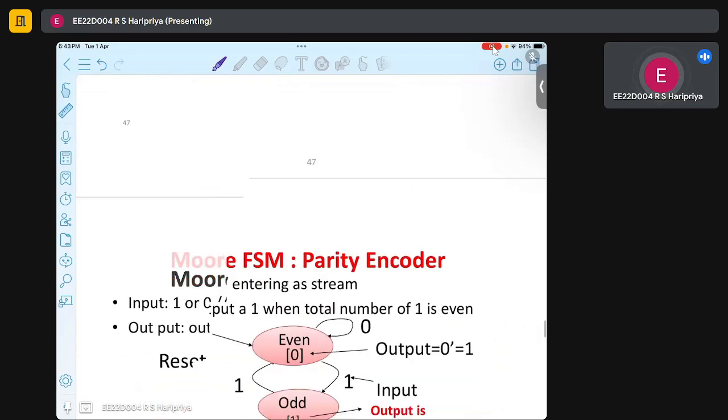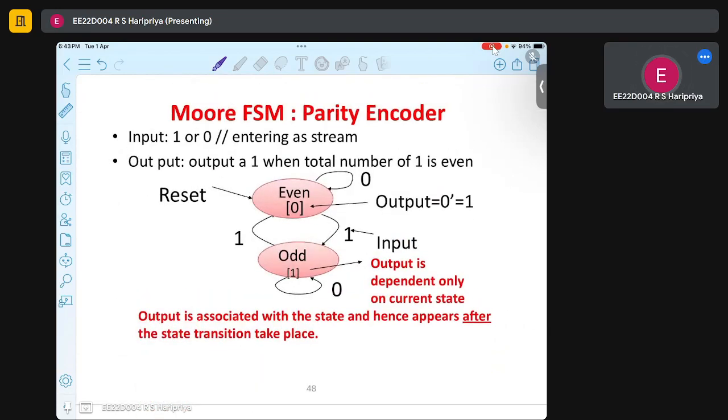Now, what is Mealy mode FSM? And we'll see the parity encoder.